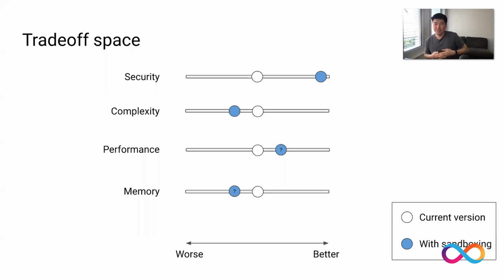Thank you. Right, and to give you some idea of what we are going to gain and lose with sandboxing, here's a trade-off space. We are taking the current version as a baseline, shown in white, in the middle of each dimension. The blue circles show our estimate for how these dimensions will change with sandboxing. To the right it's better, to the left it's worse. For security, we think it's going to be a huge improvement, because combined with the existing WebAssembly engine sandbox, the process sandbox will give us the maximum security that's practically achievable for running untrusted code.